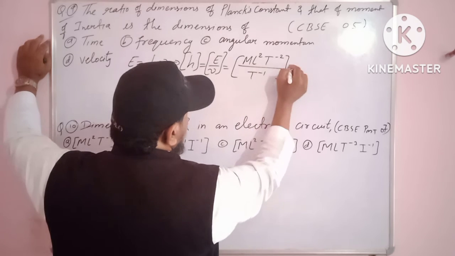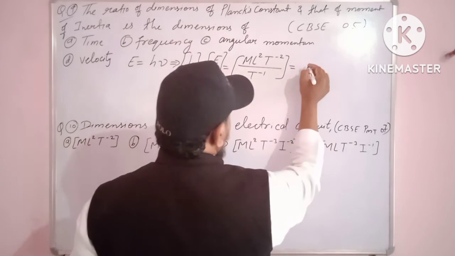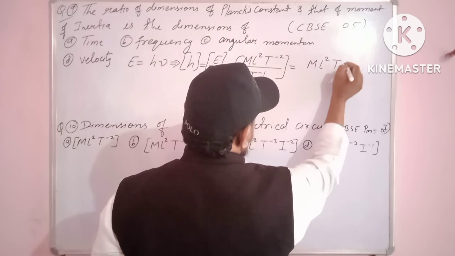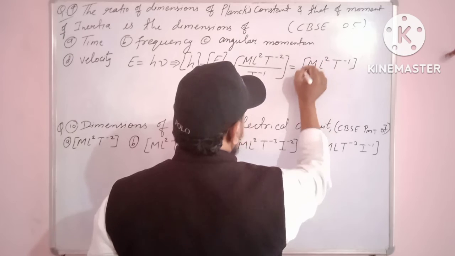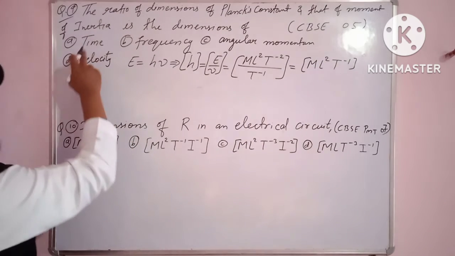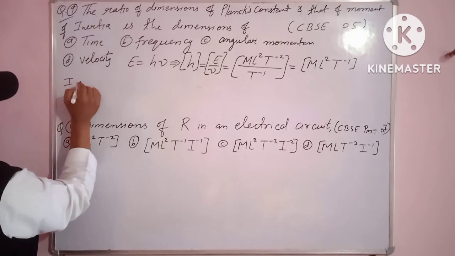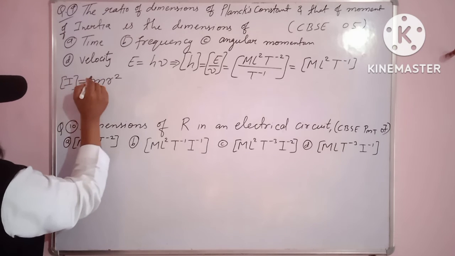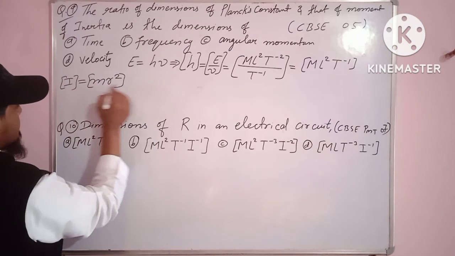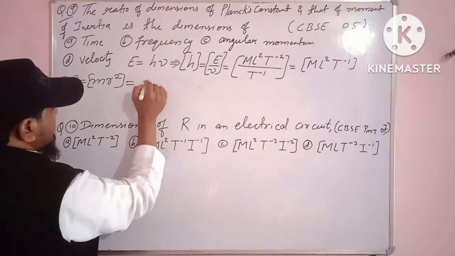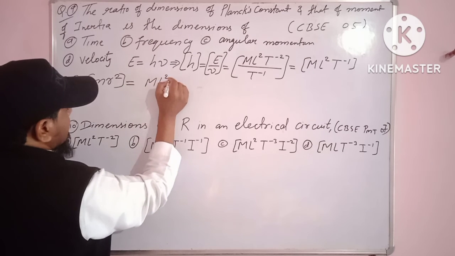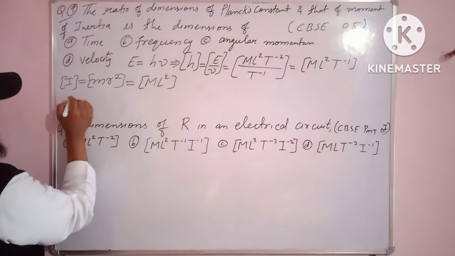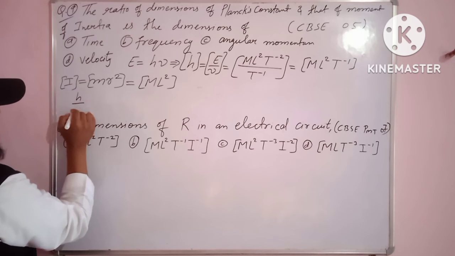So what do we get? One T will get cancelled, giving ML²T⁻¹. Then what is the dimension of moment of inertia? Moment of inertia I is equal to mr², which we will study in rotational motion. So the dimensions of moment of inertia I are equal to the dimensions of M into L². What are they asking? They are asking the ratio, so you can easily find the ratio of the dimensions of h upon the dimensions of I.